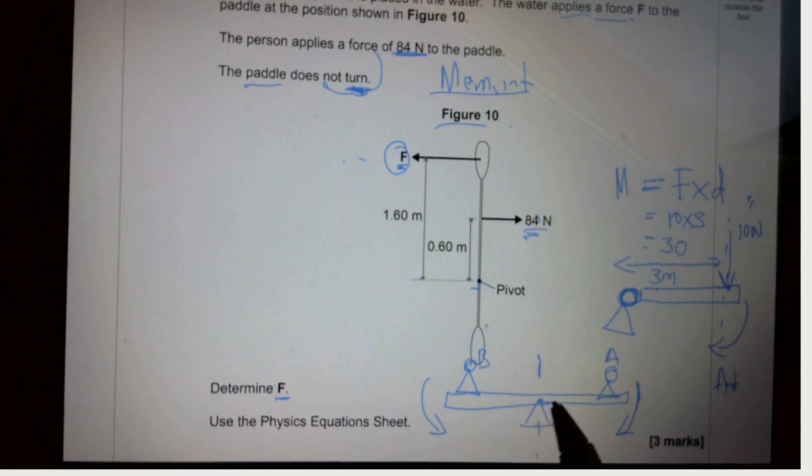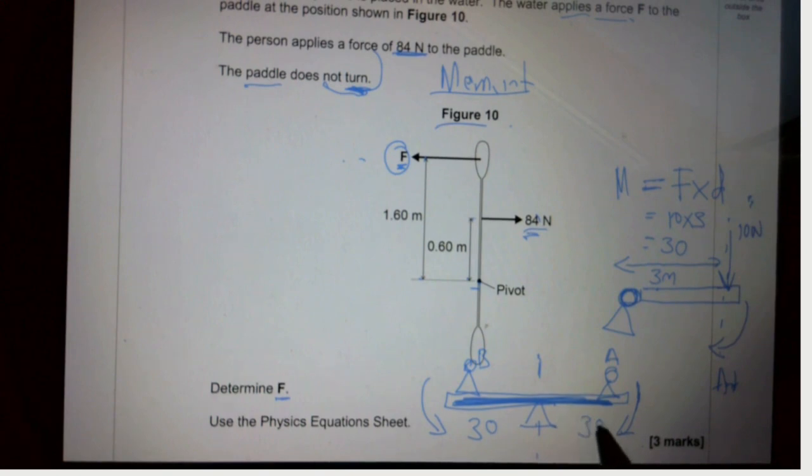Therefore, if that's the case, it means that the seesaw will be balanced. It won't turn either direction. For example, let's say the moment here is 30 and this one is 30. Therefore, it's balanced. This seesaw will remain steady in this equilibrium position.